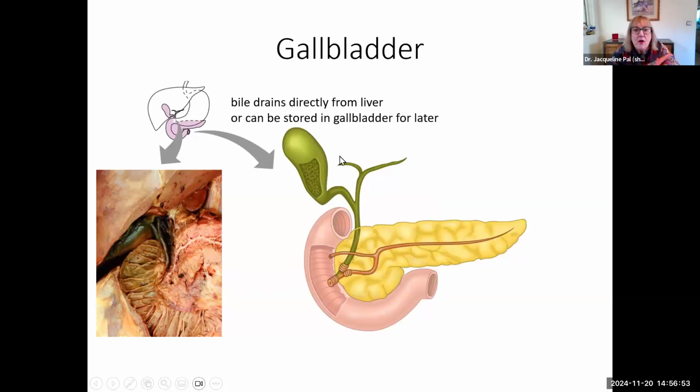So bile, when it's made by the liver, it's made 24/7, and it will drain directly from the liver down through the bile ducts and go into the small intestine. However, at night you're not eating, so there is a little sphincter here at the small intestine that will be closed, and so then bile will go into your gallbladder and be stored for later use. So the gallbladder is tucked under the right side of the liver.